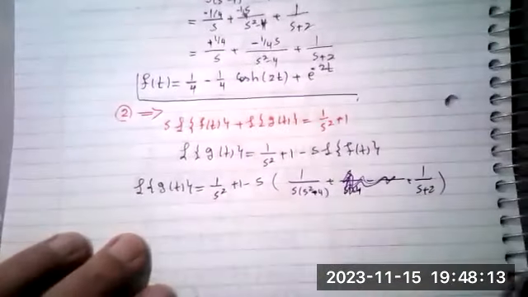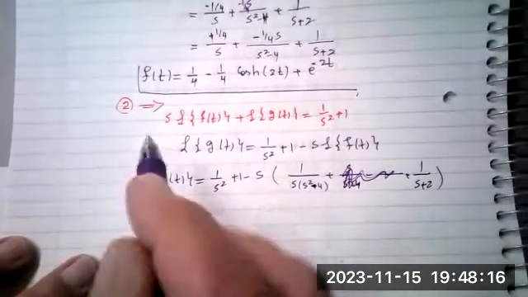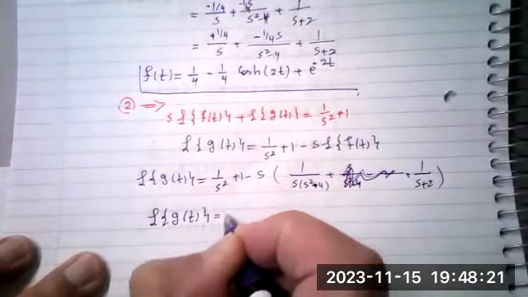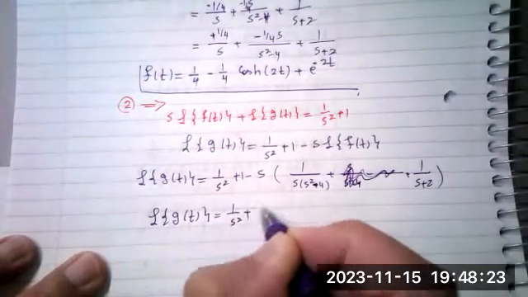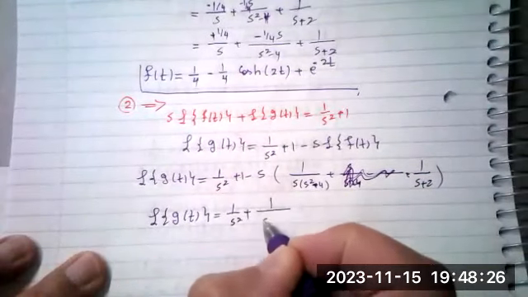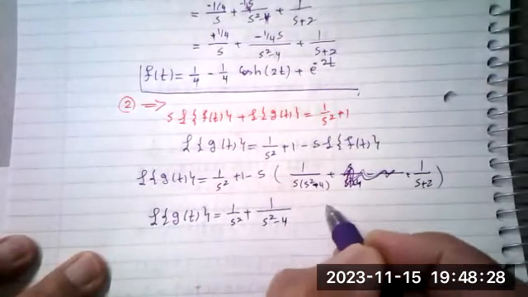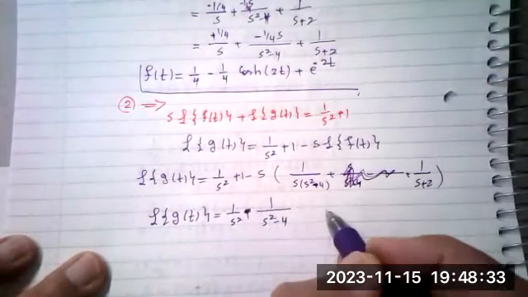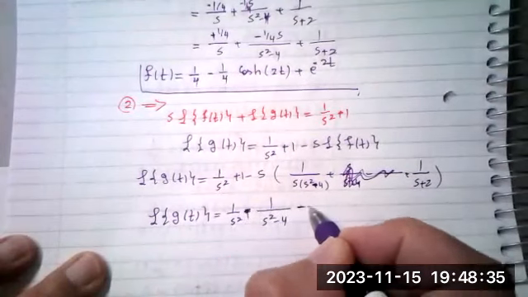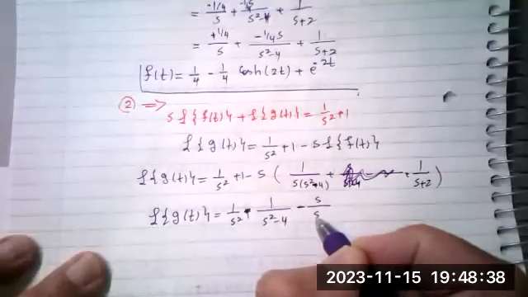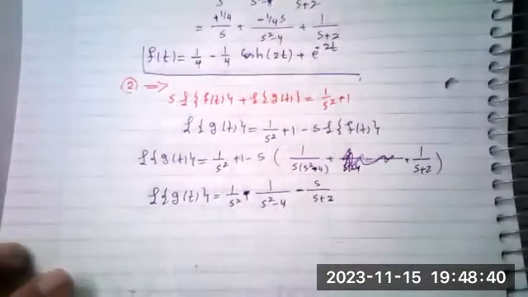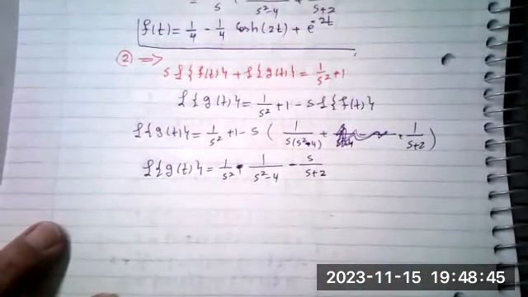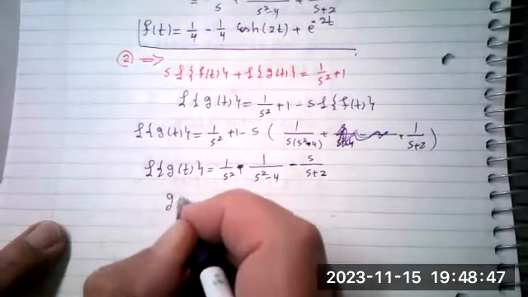Now multiply by s and take the Laplace inverse. So the Laplace of g of t is 1 over s squared. If you multiply the s inside, you get 1 over s squared minus 4. And the last part would be minus s over s plus 2. So we are ready to get the g of t.